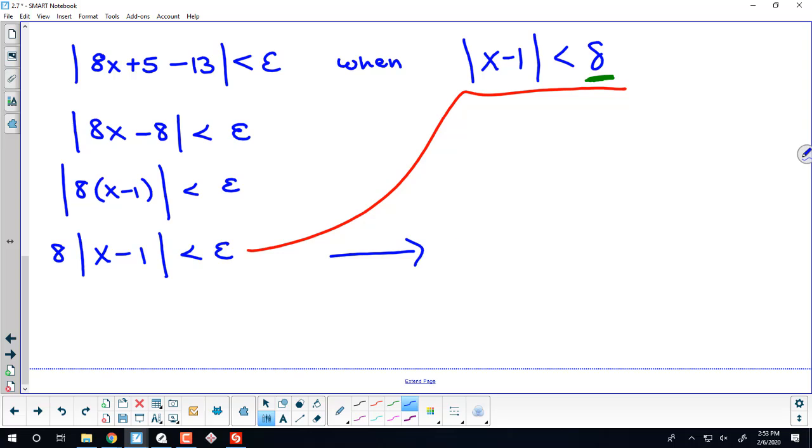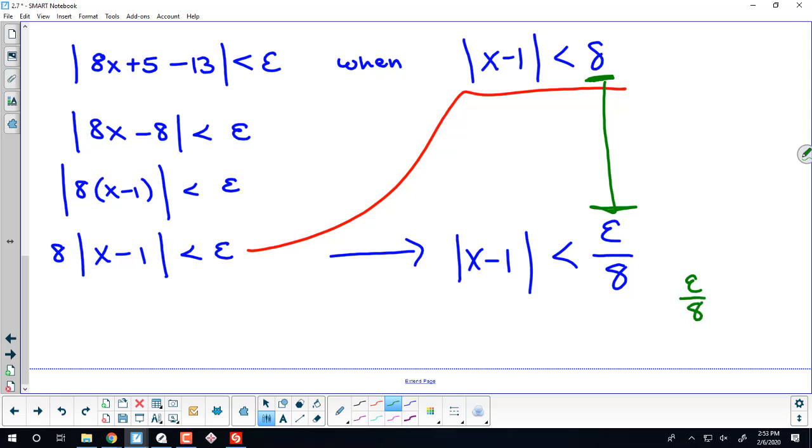So from here, we would just say the absolute value of x minus 1 has to be less than epsilon over 8. And then once we have that, we know exactly what delta has to be, right? If the absolute value of x minus 1 is less than delta, and we know that that is less than epsilon over 8, there's the relationship between the delta and the epsilon right there. So what that says is that epsilon over 8 is equal to delta.